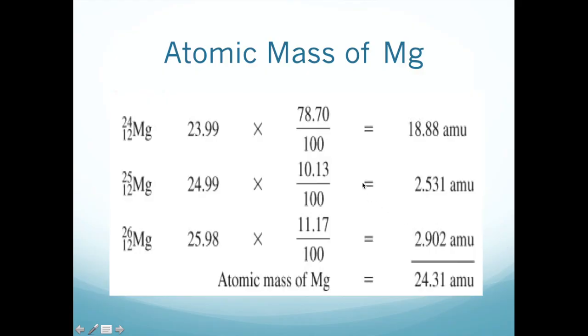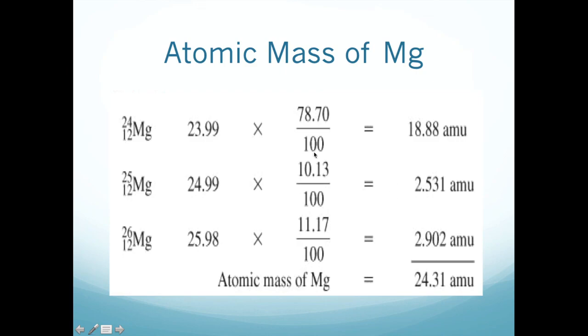So let's see another example here. Remember, the three most common isotopes of magnesium are magnesium-24, magnesium-25, and magnesium-26. The majority of magnesium is magnesium-24, about 78.7% of it. Magnesium-24 actually happens to weigh 23.99 atomic mass units, so it's just under 24. If we multiply that by its percentage, we get 18.88 atomic mass units. Likewise, we do that for each of the isotopes and multiply by their percentages.